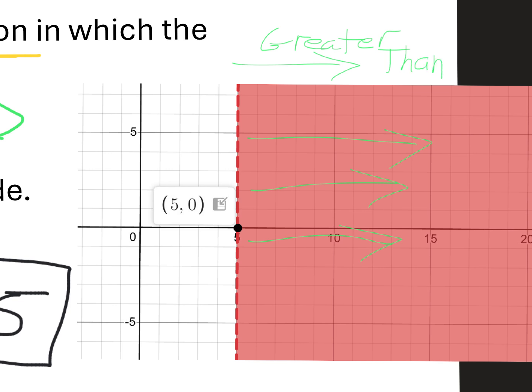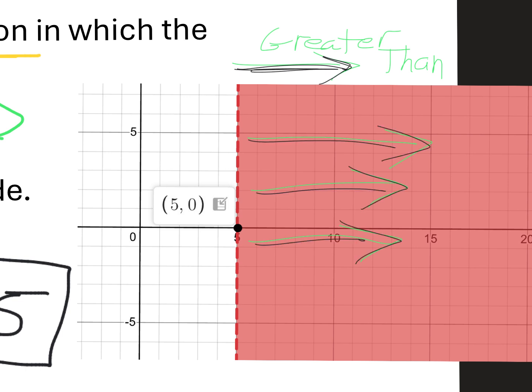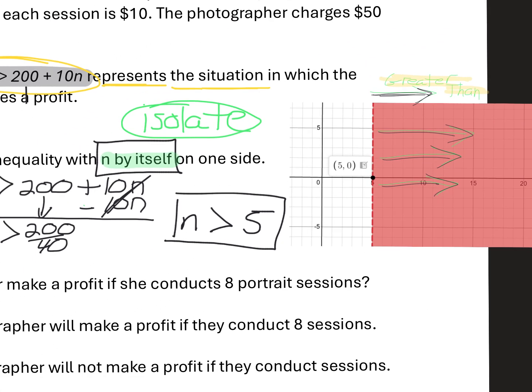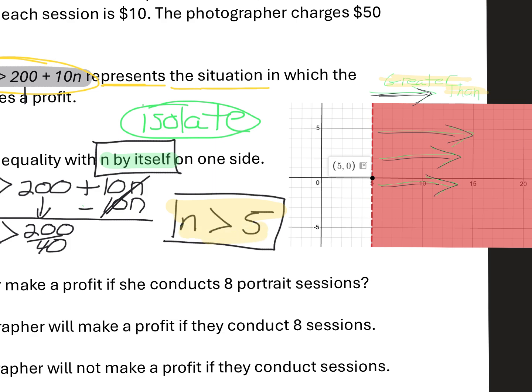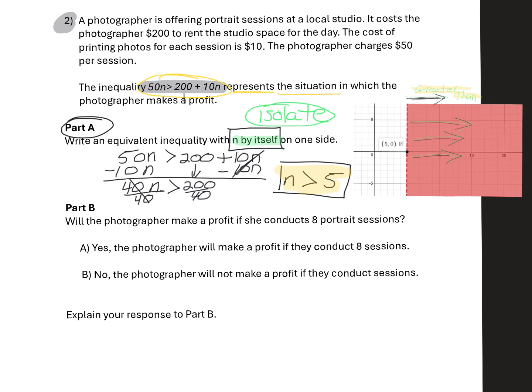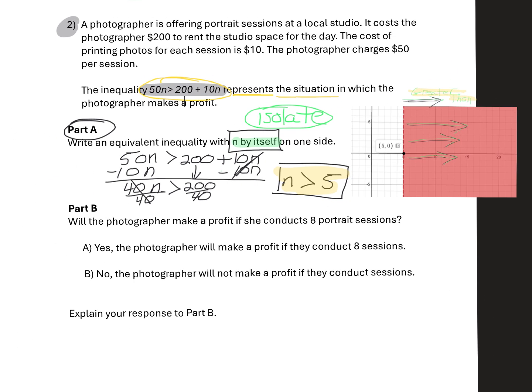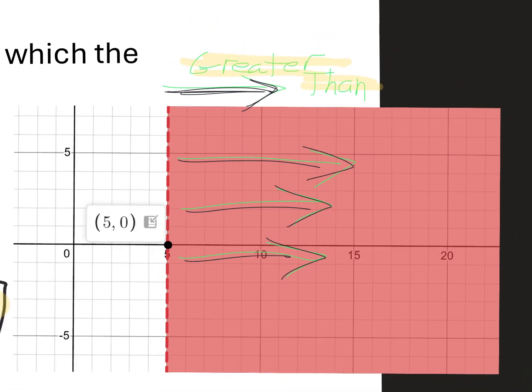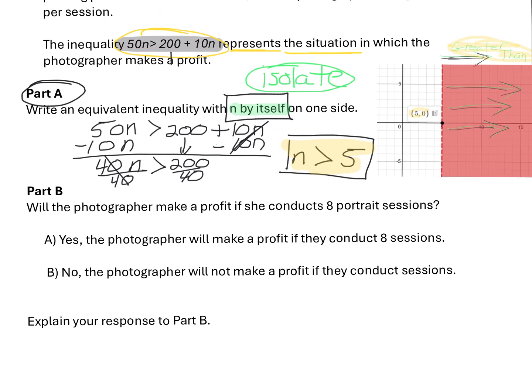So every number that is greater than 5, because again, it's shaded to the right where the greater than numbers are. And so as you can see, that matches the inequality that we got. So any number, again, that is greater than 5 will be a solution to this inequality.